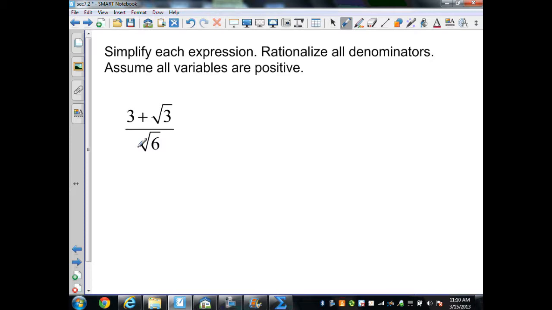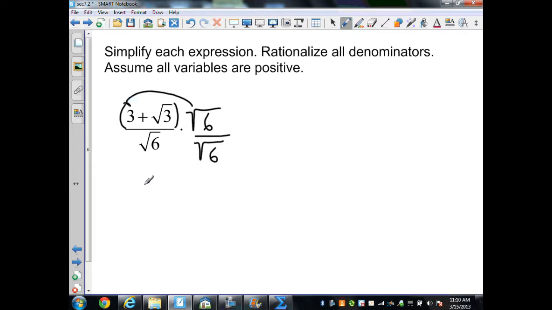In our next example, we have a binomial in the numerator and a radical in the denominator. I want to simplify by rationalizing the denominator. Since it's a square root, I'm going to multiply the top and the bottom by the radical in the denominator. Since this is a binomial in the numerator, what I have to do is to distribute the square root of 6 through the binomial.